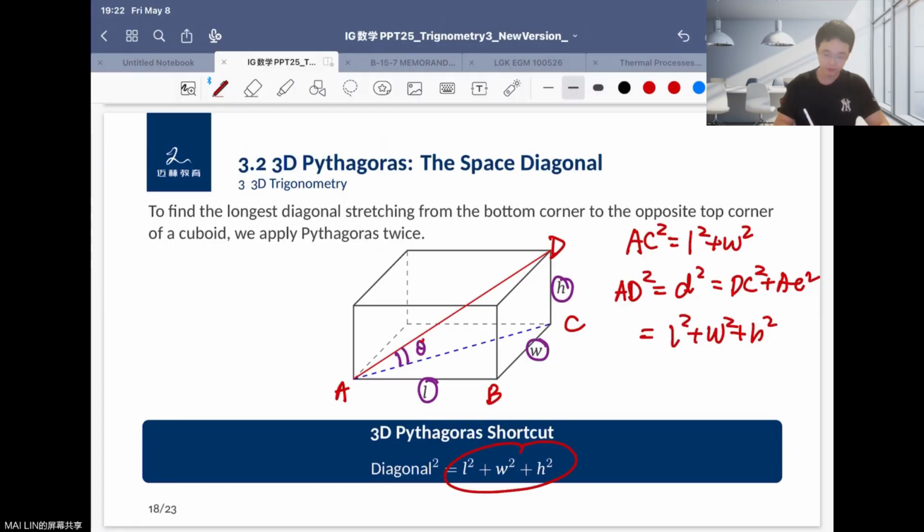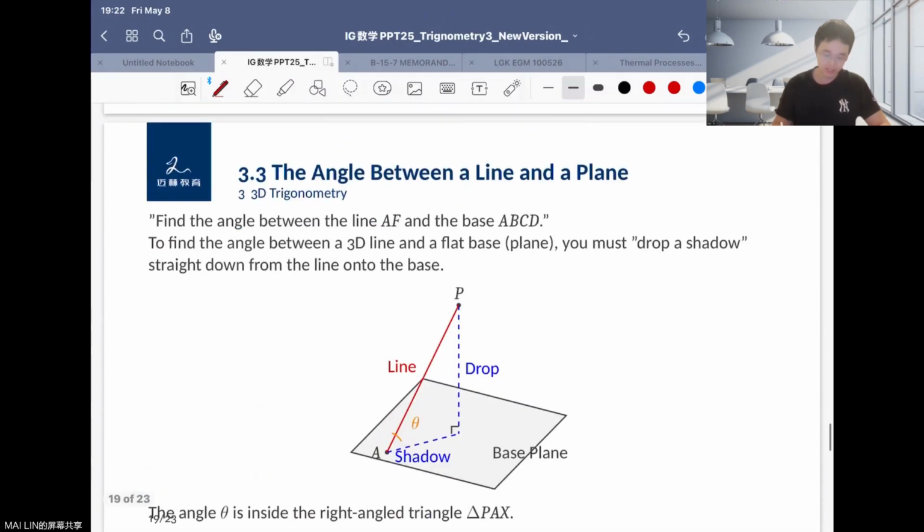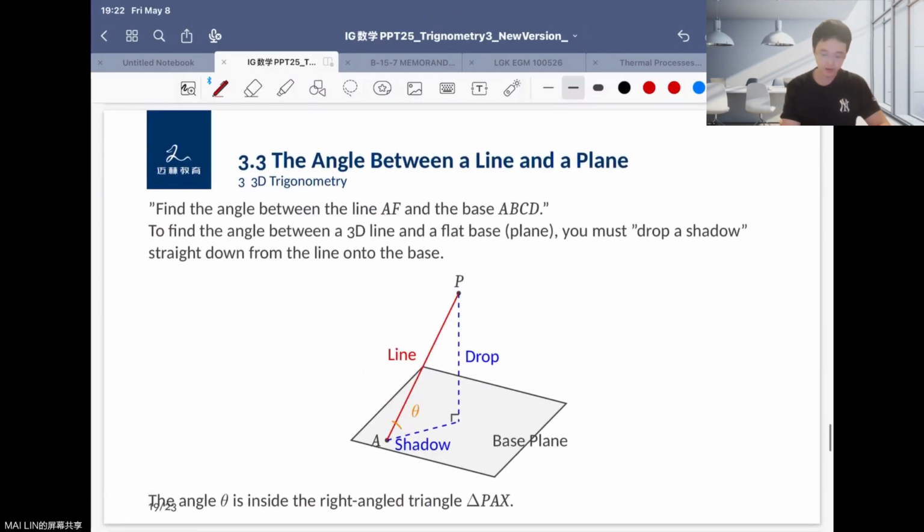So if you want to find the angle theta, this is D, right? So sine theta equals H over D. Then you can use a calculator to find the inverse trigonometry, that is theta equals sine inverse of H over D. That is the exact value of theta. This is the three-dimensional Pythagorean theorem.